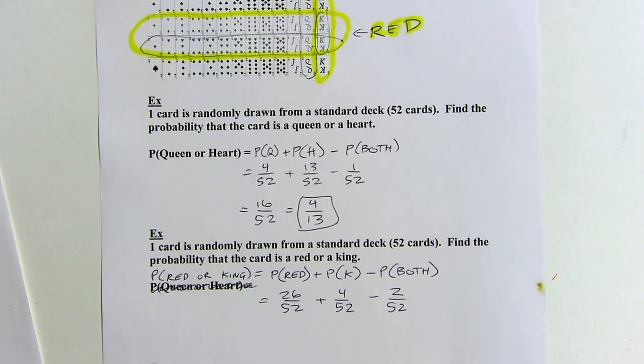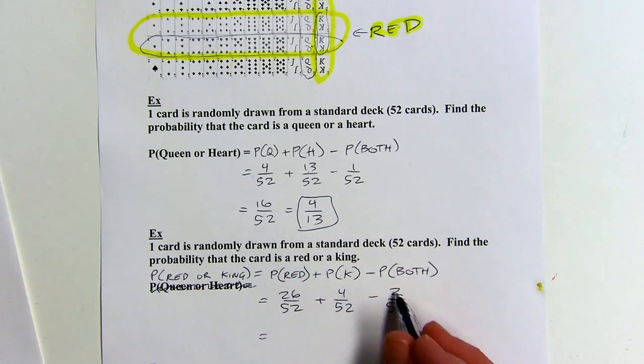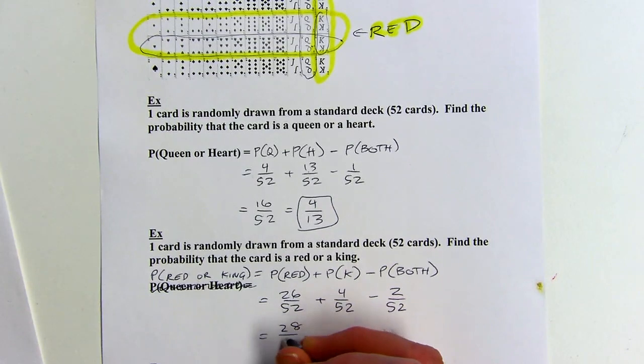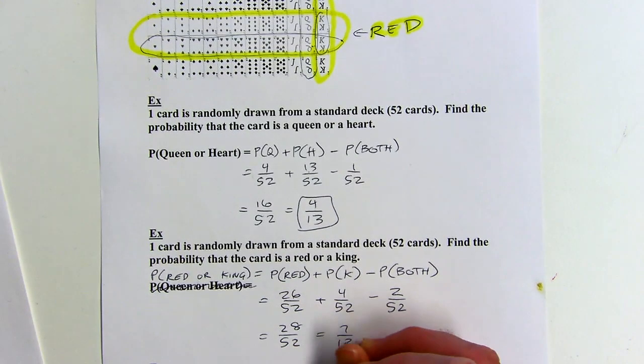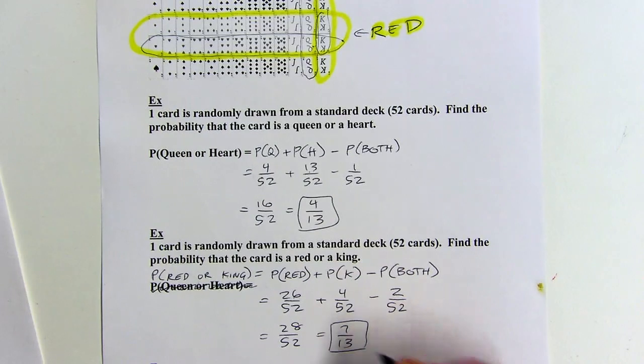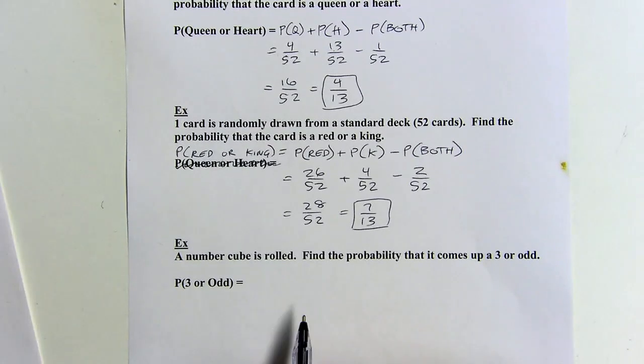Okay, so then I'll add everything up. So 26 plus 4 would be 30. Subtract 2 from that, and I get 28 out of 52, which is going to be 7/13 reduced if you divide by 4 on top and bottom. Okay. All right, and then let's try a number cube one.